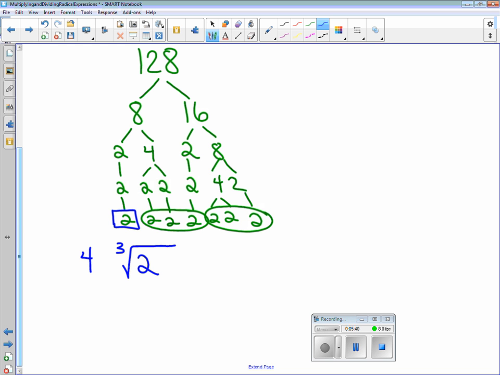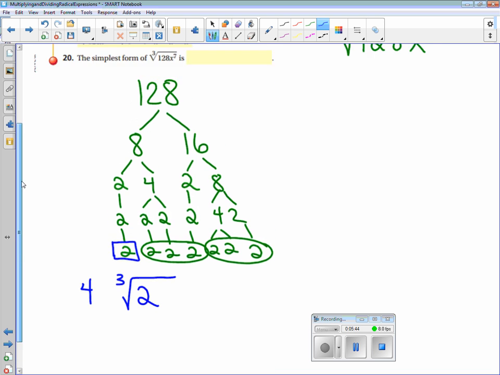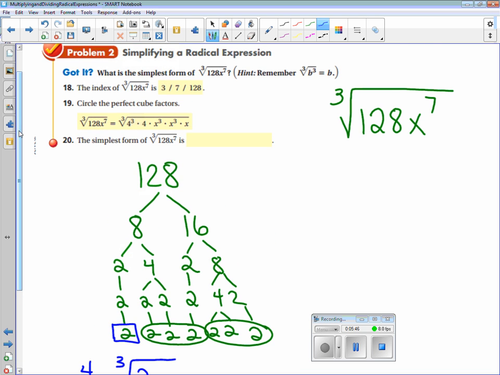A little bit bigger of a factor tree. We don't want to lose anything. Now let's deal with the numbers part. So again, I have a 4 on the outside, and I have a 2 on the inside. Let's deal with the letters, the X's.